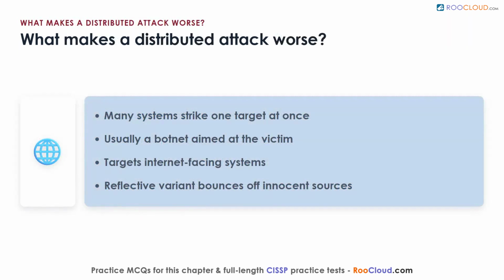What makes a distributed denial of service worse? In a distributed denial of service attack, many systems strike a single target at the same time. Attackers rarely round up volunteers. Instead, they compromise many machines or simply point a botnet at the victim. So the flood arrives from thousands of directions at once. These attacks typically target internet-facing systems, and dedicated mitigation services can filter or divert enough malicious traffic that users barely notice. A variant called a reflective attack bounces traffic off other services so it lands on the victim from innocent-looking sources. Picture thousands of prank callers hitting that hotline in unison from numbers that all look legitimate.